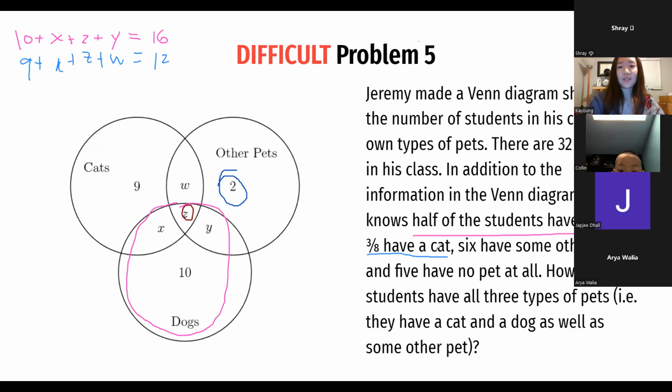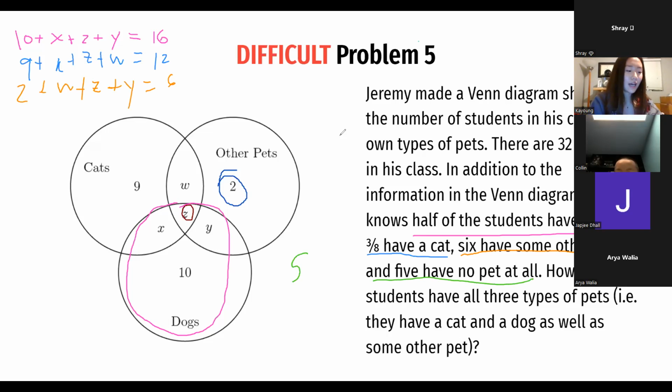Okay, next information. I see some right answers in the chat. Okay. 6 have some other pet already. So this is the thing Colin was asking about. 2 plus W plus Z plus Y equals, to answer your question, Daniel, 6. And last piece of information: 5 have no pet at all. Sad people like me. And for that we can have 5 right here.